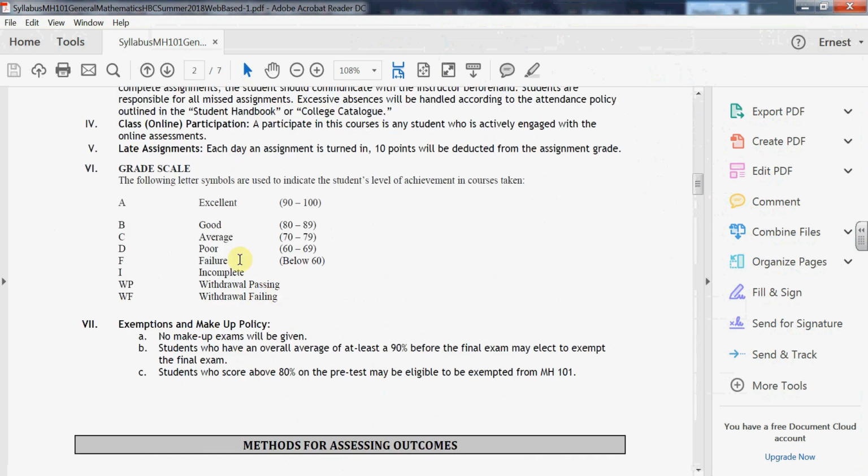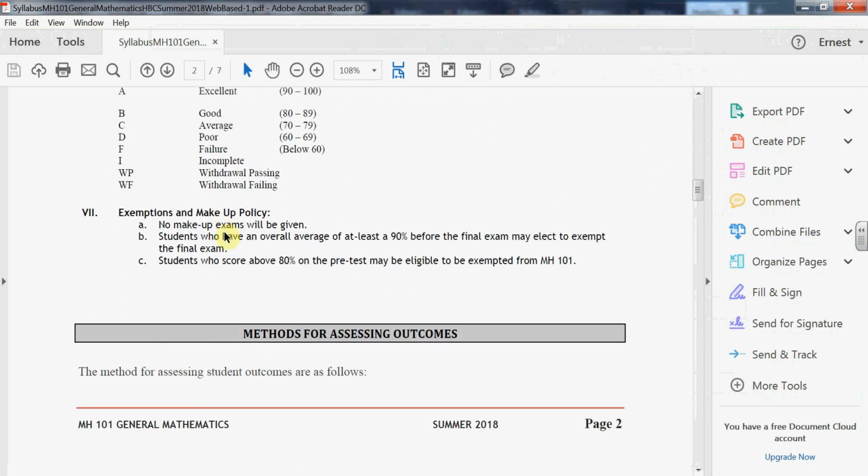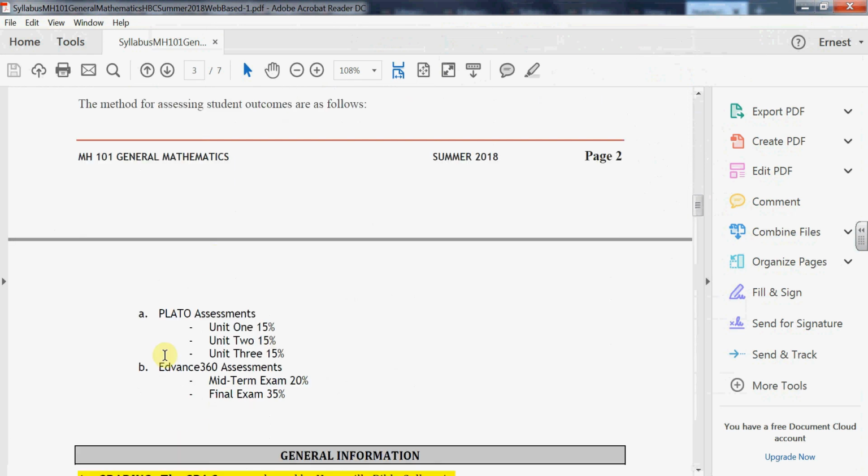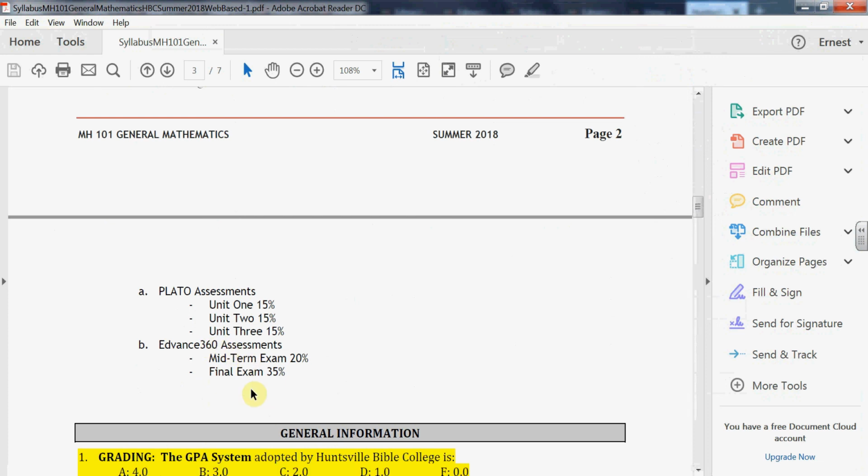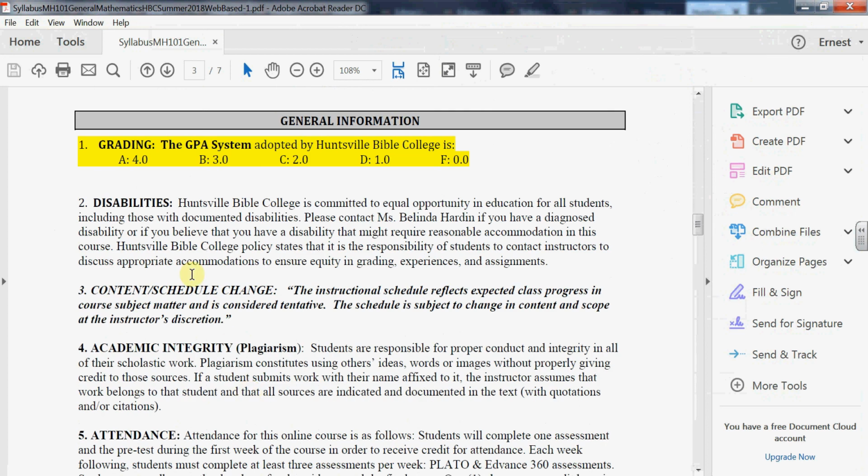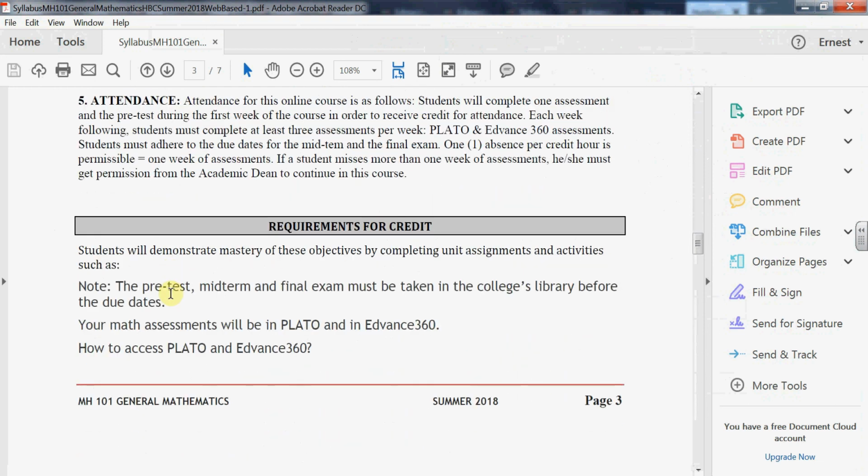The grading scale is going to be typical. An A is an A, a B is a B, and so on. In Plato, Unit 1, Unit 2, and Unit 3 will be 15% each. In Advanced 360, there's the midterm at 20%, then the final exam at 35%, and that should give you 45 and 55, 100%. If you have any disability issues, please get in contact with Ms. Harden there at the college, and she and I will work together to better assist you in this course.